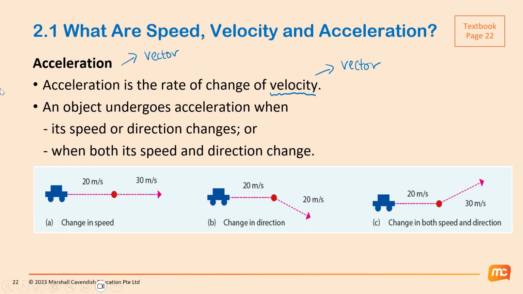So when will I have acceleration? Whenever I have a change in velocity, I will have an acceleration. So when will the velocity change? It's either a change in magnitude. For example, when the velocity changes from 20 to 30, there's a change in magnitude of the velocity, so there's an acceleration. Or I can have the same magnitude but a change in direction. The speed is constant, 20, 20, but there's a change in direction, so there will be a change in velocity. So when there's a change in velocity, there will be an acceleration. Or it can be both: I change direction and also change the magnitude.